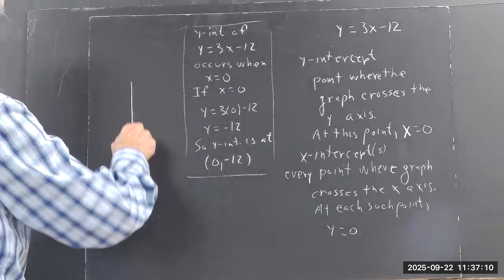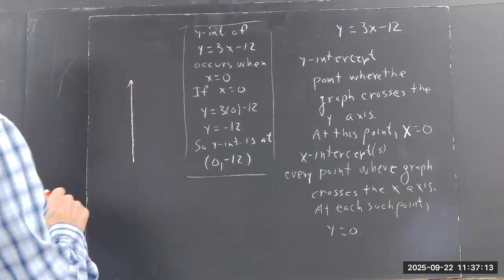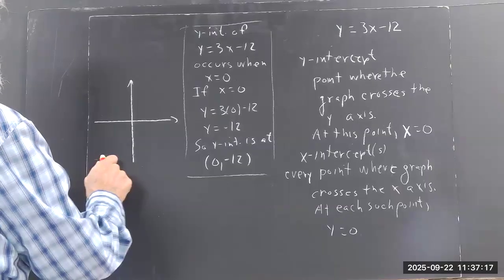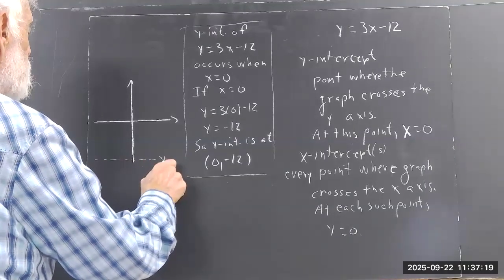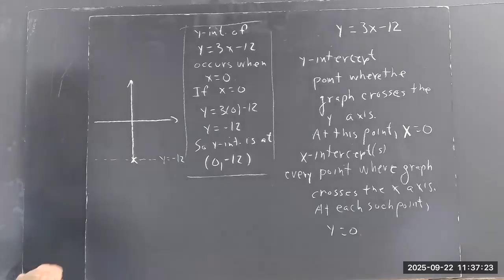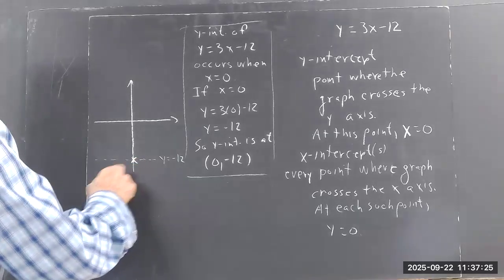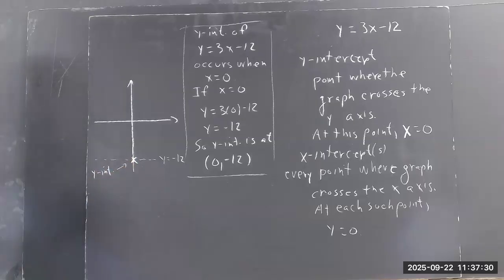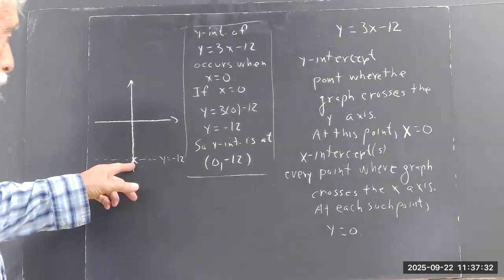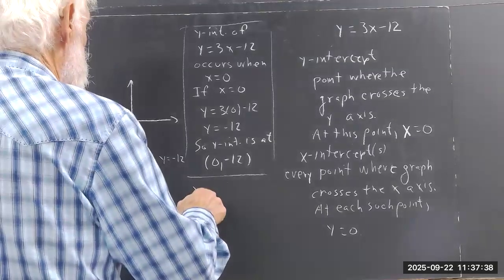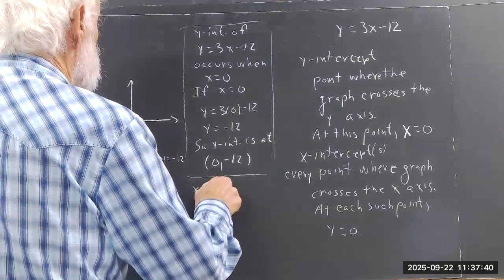We also now have a point on the graph. The y-intercept is at y equals negative 12. So I'm just going to draw a little line here that represents y equals negative 12. And there's my y-intercept. I don't need any other labeling on the graph. That does it. Now the x-intercept takes a little more work.